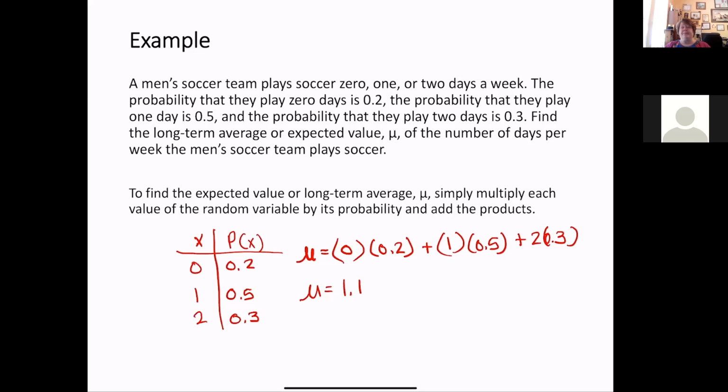Now, what does this mean? How do we interpret this? This means over the long haul, so for weeks and weeks and weeks, on average, they play 1.1 games a week.